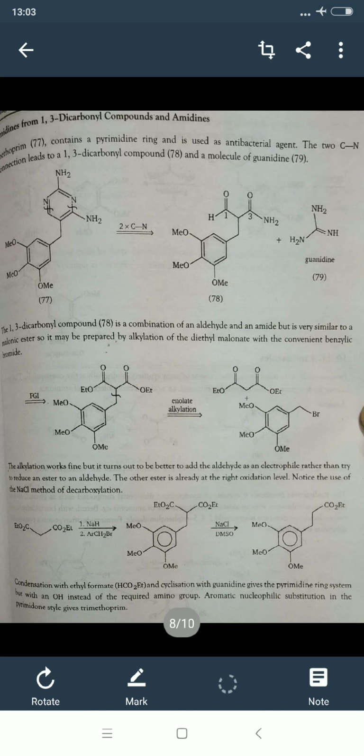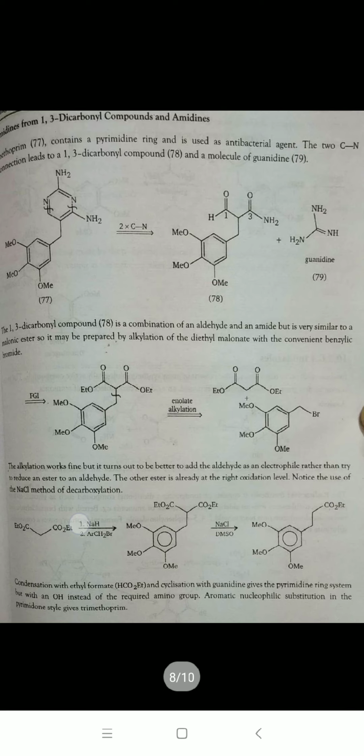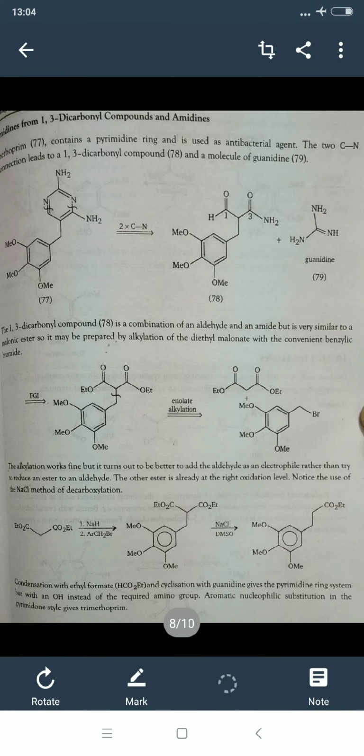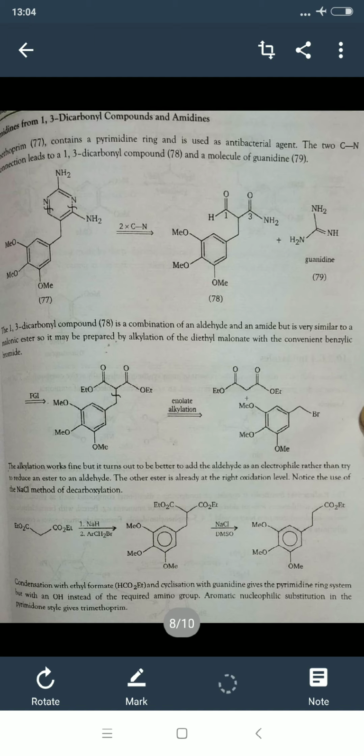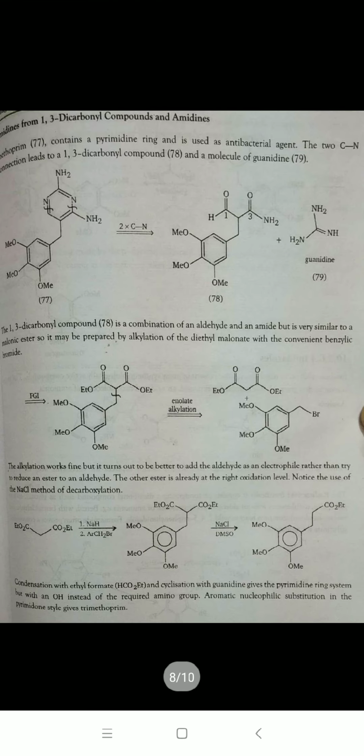Notice the use of the NaCl method of decarboxylation. So here we have the malonic ester and benzyl bromide giving this compound, which on reaction with NaCl in presence of DMSO, dimethyl sulfoxide, gives the ester. The condensation with ethyl formate, that is HCOOEt, and cyclization with guanidine gives the pyrimidine ring system, but with an OH instead of the required amino group. Aromatic nucleophilic substitution in the pyrimidone gives trimethoprim.